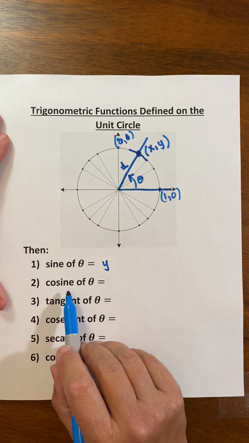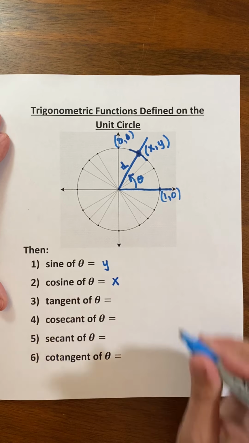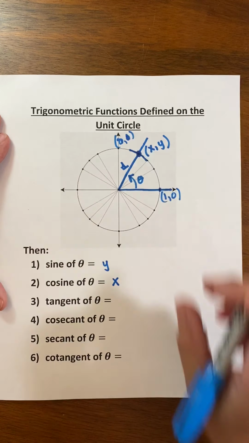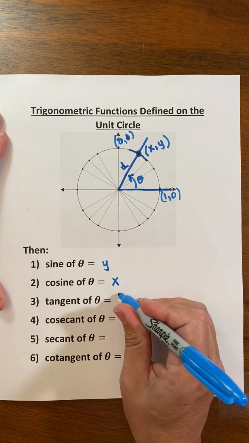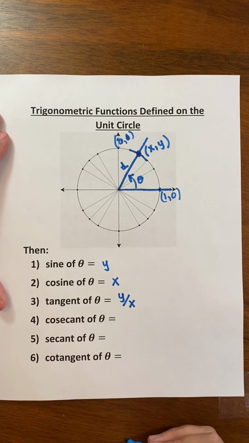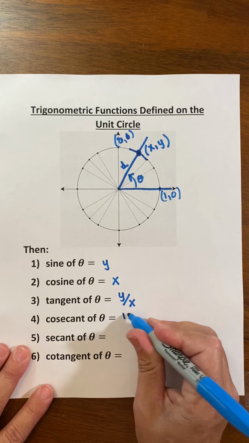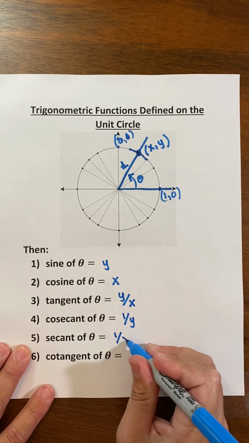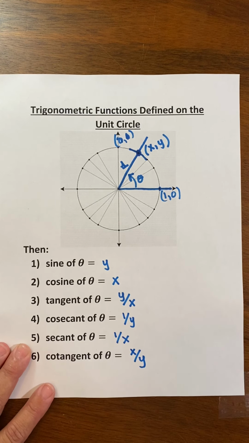We define the cosine of this angle to be the x coordinate of the point of intersection. And there's 6 trig functions based on just these 2 points. The tangent is the ratio of the y coordinate over the x coordinate. The cosecant is the reciprocal of the y coordinate. The secant, by definition, is the reciprocal of the x coordinate. And the cotangent is defined to be the ratio of the y coordinate to the x coordinate.